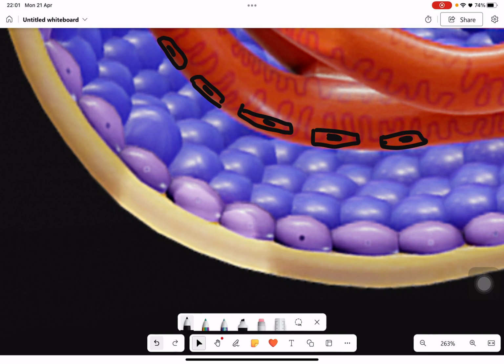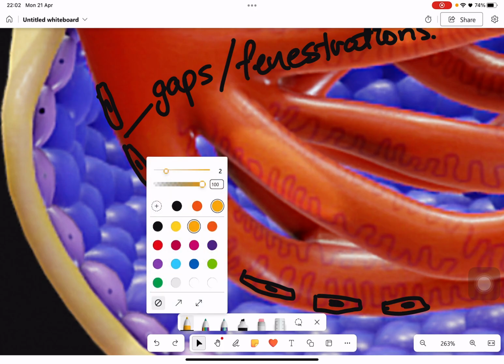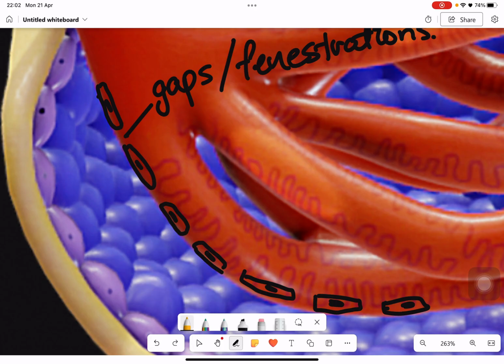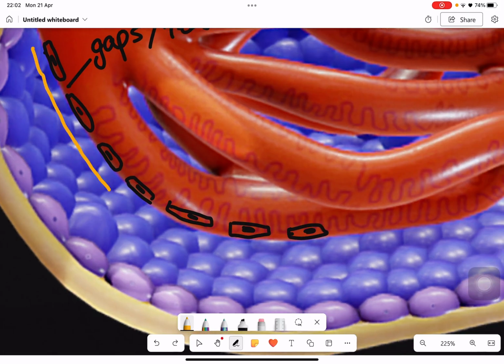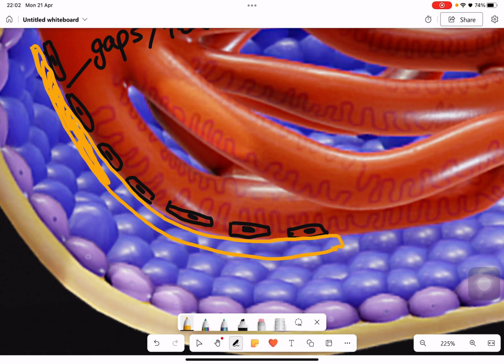So if we only have this one as a barrier, what if some red blood cells pass through the filter and enter the kidney? That's not something that we want, because we don't want to have blood in our urine, right? So now we have a second structure called the basement membrane. This basement membrane is on top of the endothelium of the glomerulus. It's formed by collagen and glycoproteins, and it actually acts like a mesh.